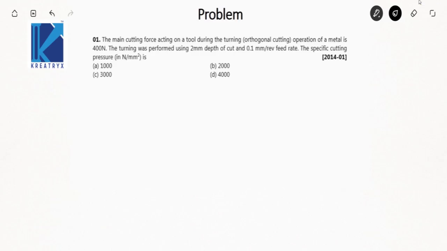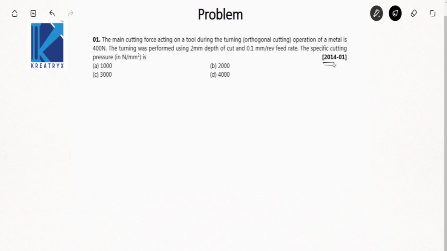Hello friends, today we are going to solve some GATE previous year's questions from the chapter metal cutting. So now this is a GATE question from the year 2014. First of all, we will read the question and then we will try to solve the question. So what is the question saying?